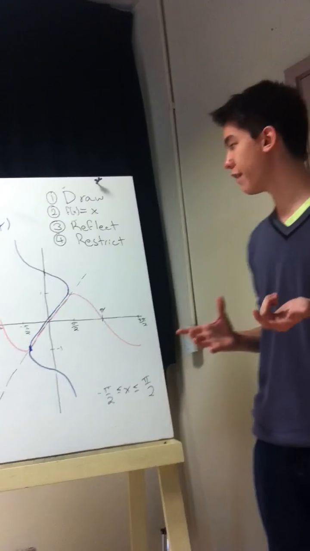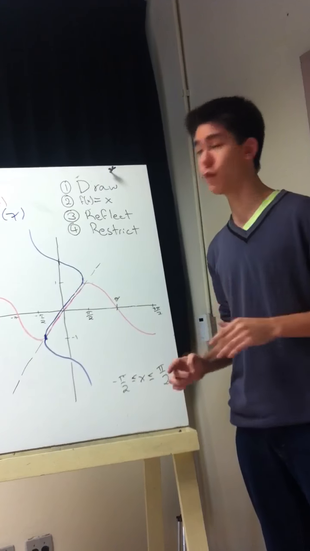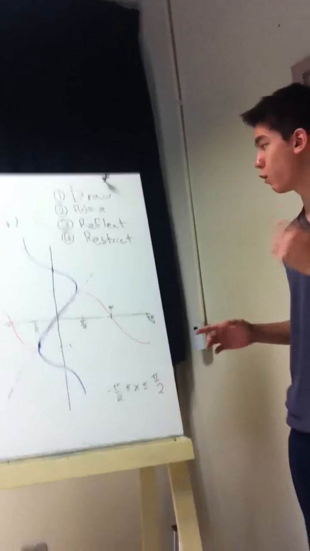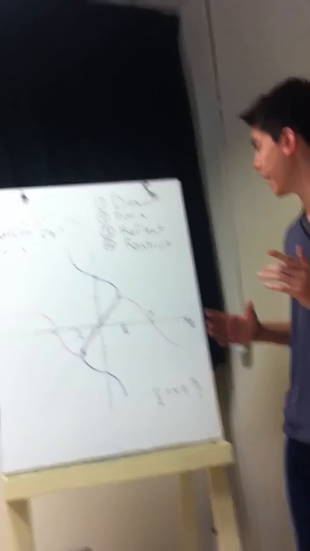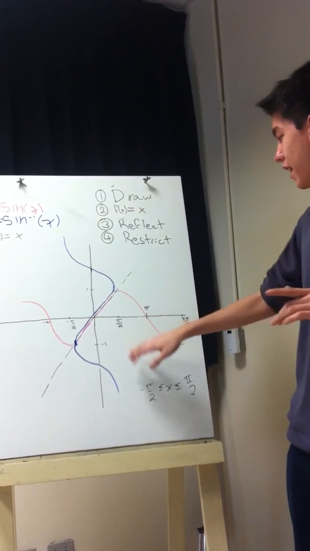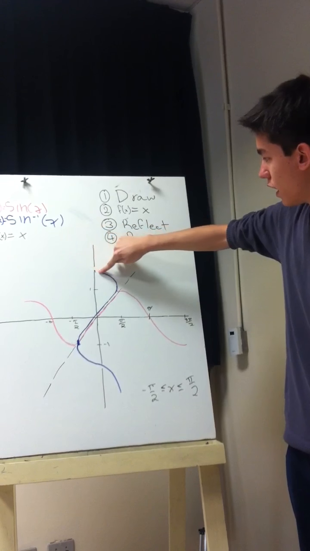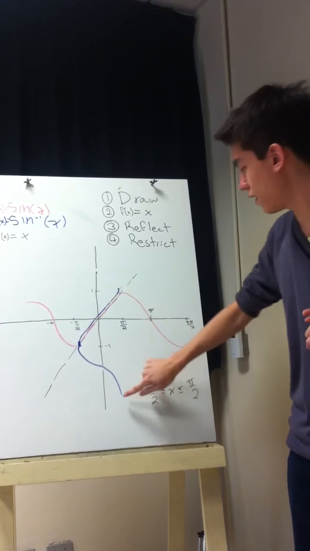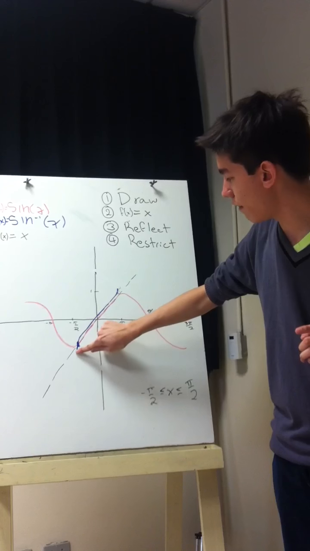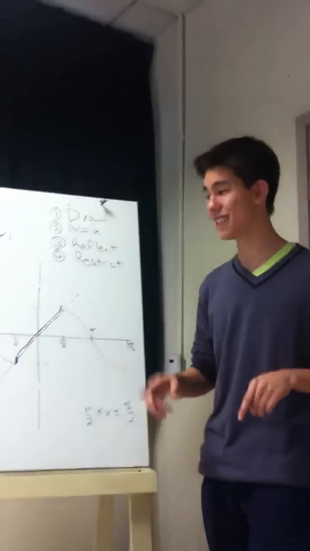However, we know that a function is only defined when it only has one y value per x value, when it passes the vertical line test. So what we have to do is restrict the domain such that there's only one y value per x value. So we take this reflection and we just erase the parts that make it not pass the vertical line test until we have a defined inverse function. I hope this makes sense.